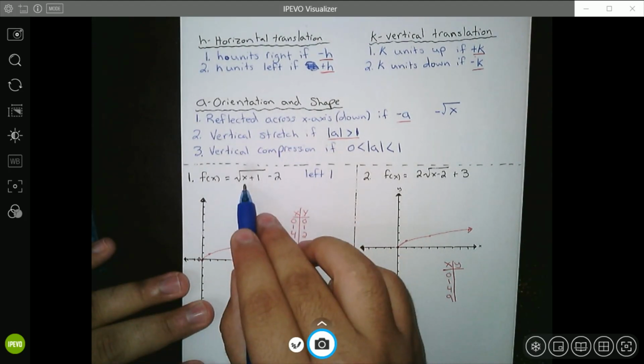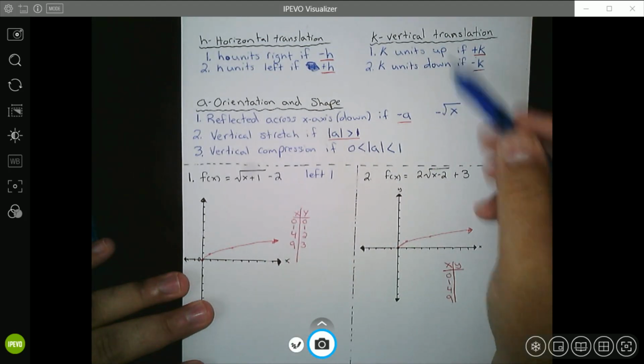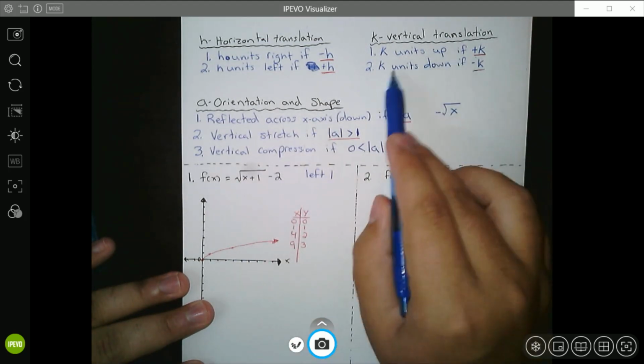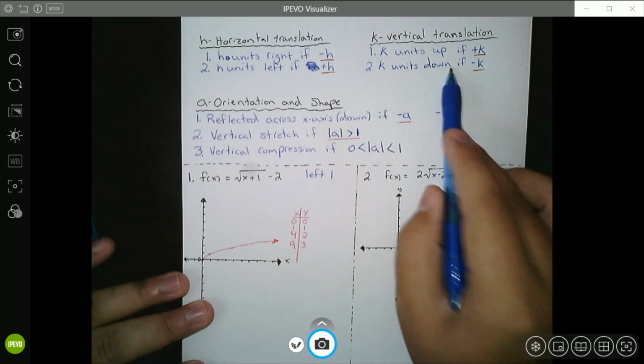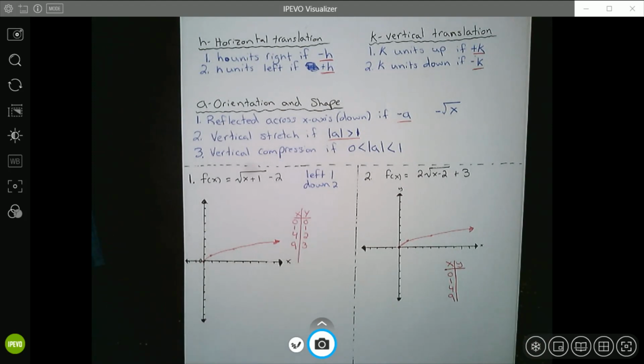Then right here, we're outside the parentheses now. So this means it's a vertical translation, and it's minus 2. So if it's a minus k, it goes down 2 units. So, down 2. We've described our transformation.